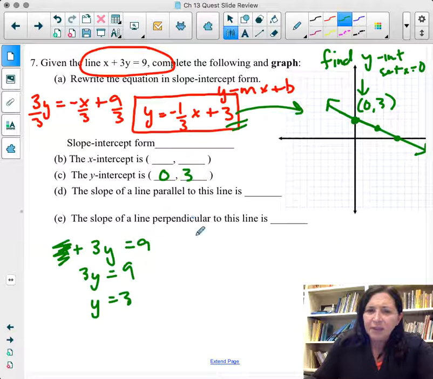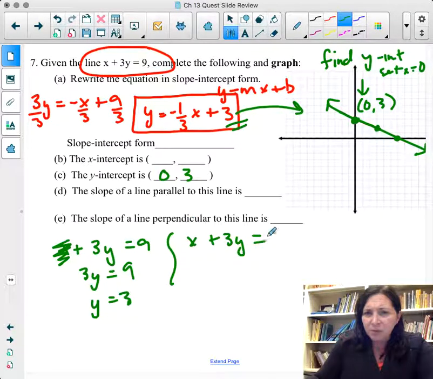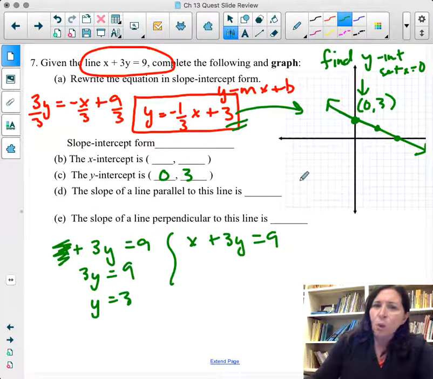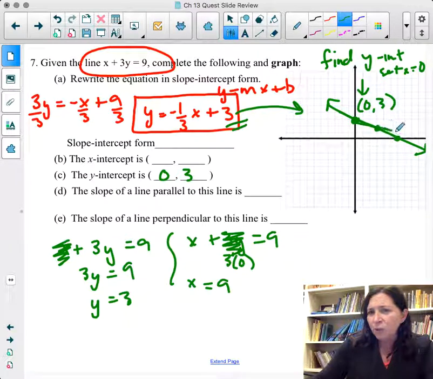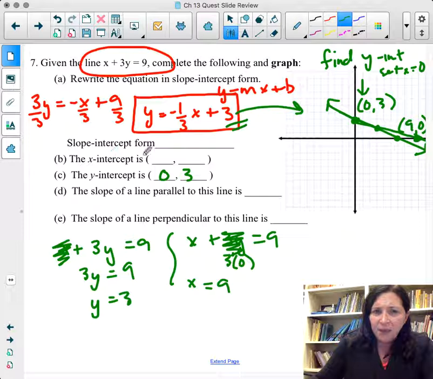To find the x-intercept, let me start again with the equation: x plus 3y is equal to 9. To find the x-intercept, I'm going to set y equal to 0. So that's 3 times 0, which is gone. Now my x-intercept is x equals 9. That means this goes pretty far out this way, more than I had thought. But anyway, the x-intercept is (9, 0).